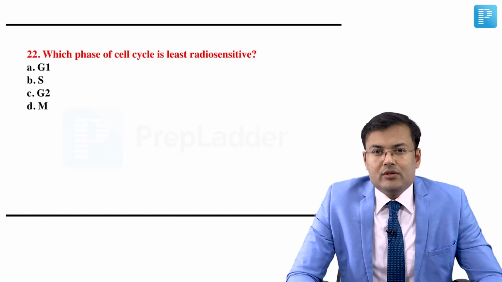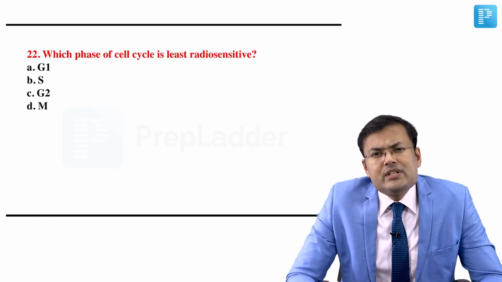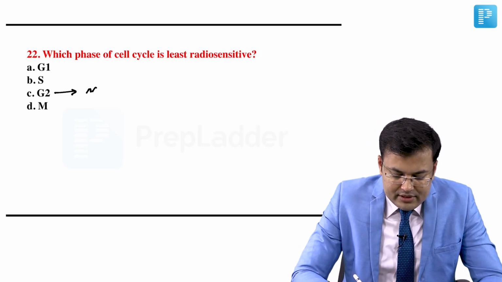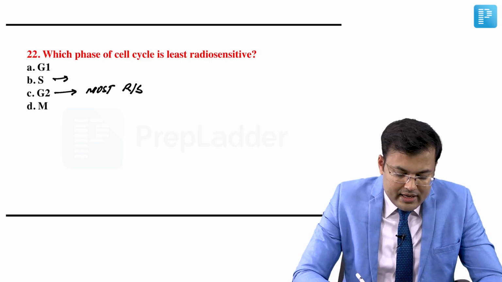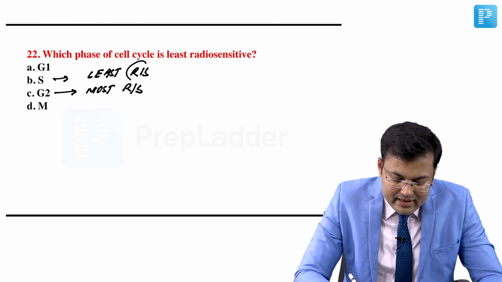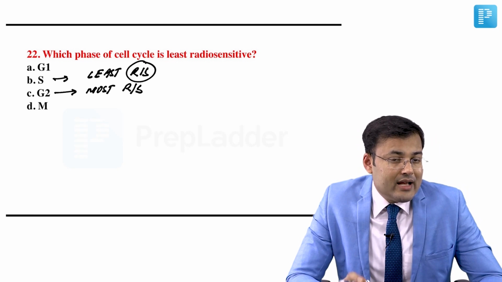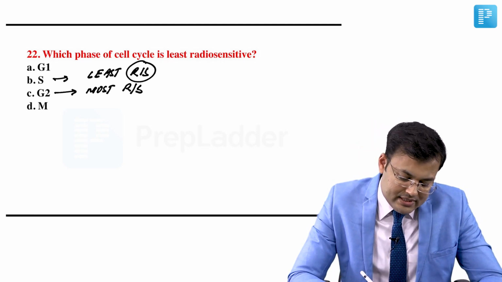See question number 22. Which phase of the cell cycle is least radiosensitive, meaning which is radioresistant? So the most radiosensitive is G2, and the least radiosensitive is S phase. So S phase is radioresistant and the most radiosensitive is G2. So the correct answer for this question is B.